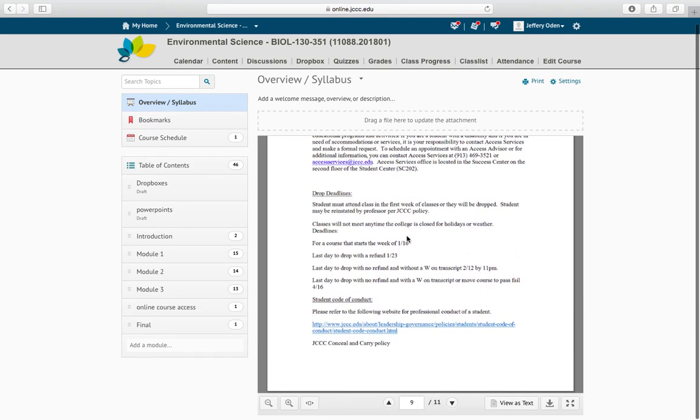This is kind of some deadlines for the course. If you wish to drop the course with a full refund, you need to do so by next Tuesday, which is the 23rd. The last day to drop without a refund and without a W on your transcript is February 12th. And that needs to be done by 11 p.m., but make sure you do that sooner, making sure if you're doing it in person, the campuses, most of the offices close at 5 p.m.